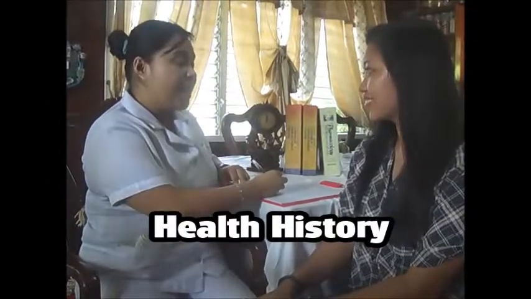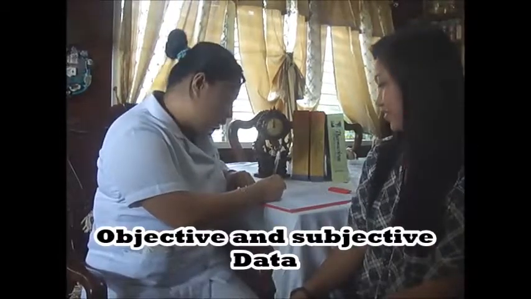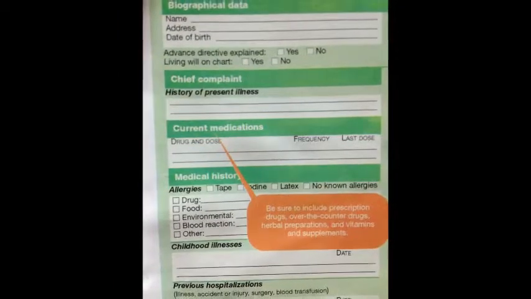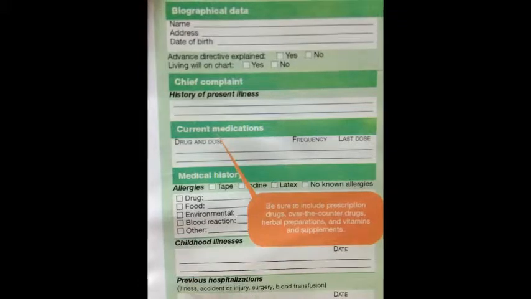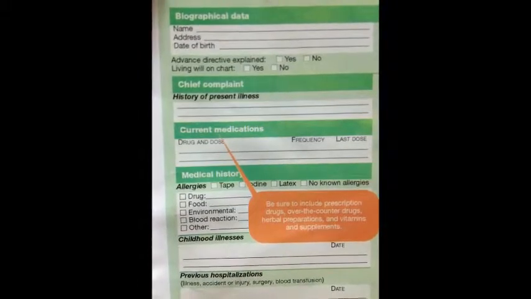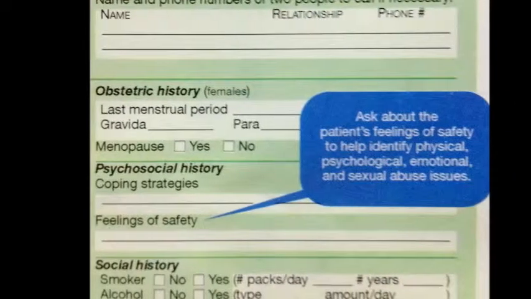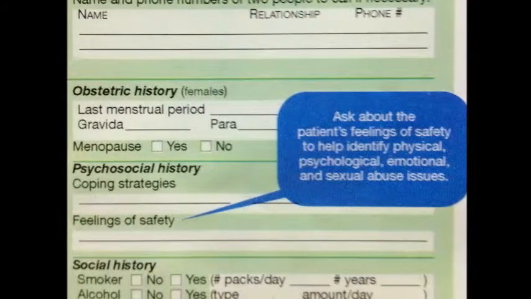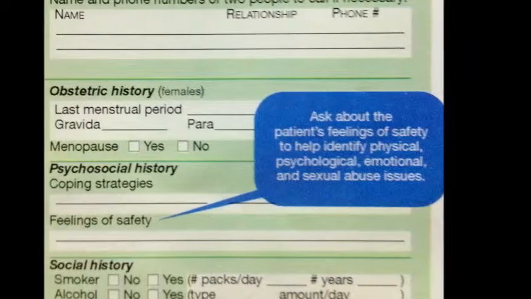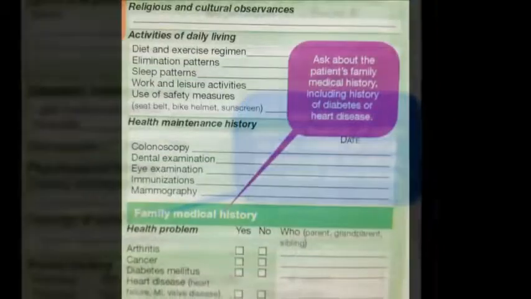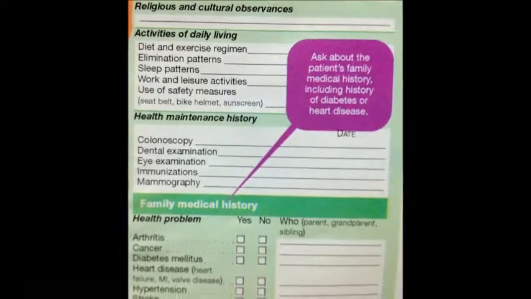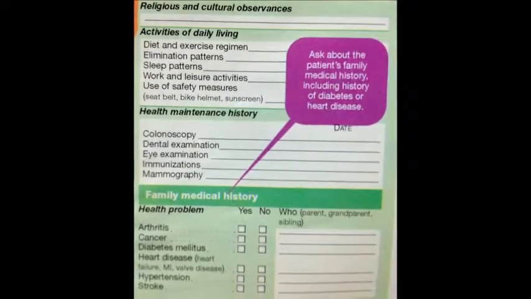History. All assessments involve collecting two kinds of data, objective and subjective. A complete health history. Be sure to include prescription drugs, over the counter drugs, herbal preparations, and vitamins and supplements. Ask about the patient's feelings of safety to help identify physical, psychological, emotional, and sexual abuse issues. Ask about the patient's family medical history, including history of diabetes or heart disease.